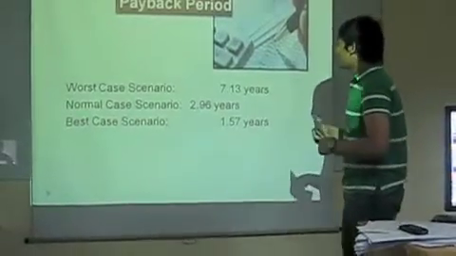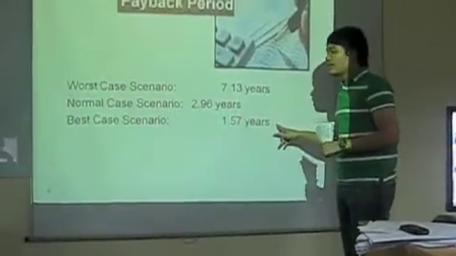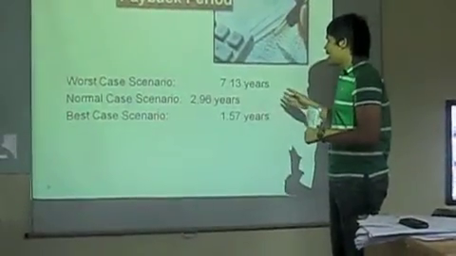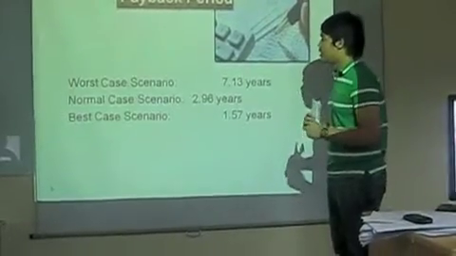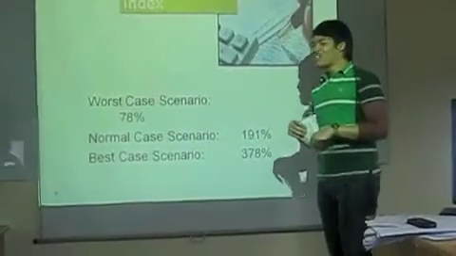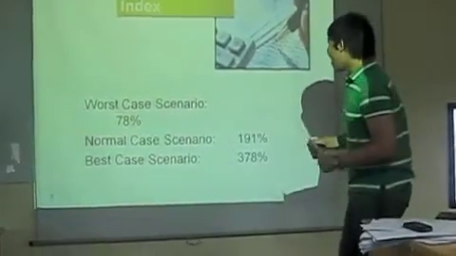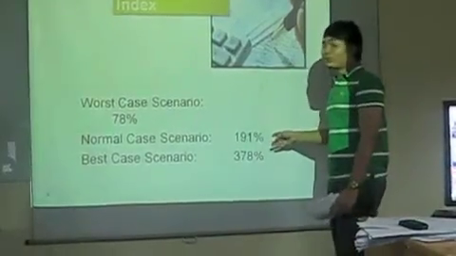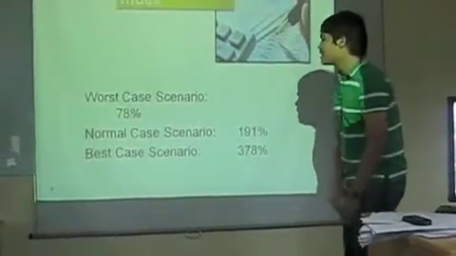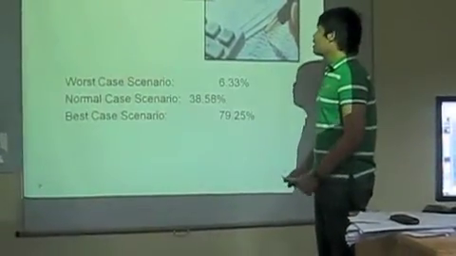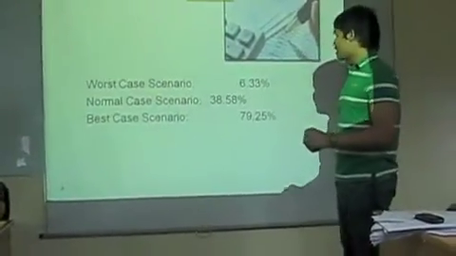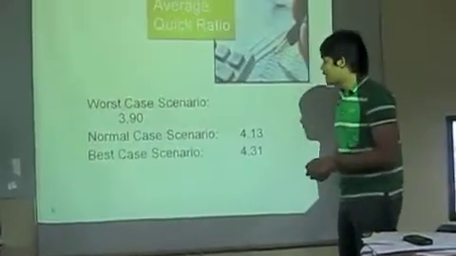In the payback period, we only have almost 2 years for the best case scenario, while 3 years for the normal case, and almost 7 years in the worst case scenario. For the profitability index, where the acceptable percent is 100%, the normal case has 191%, acceptable, and of course, the best case has 317%, while the worst case scenario only has 78%. For the internal rate of return, 38% accounts for the normal, double that for the best case scenario, and only 6.33% for the worst case scenario.